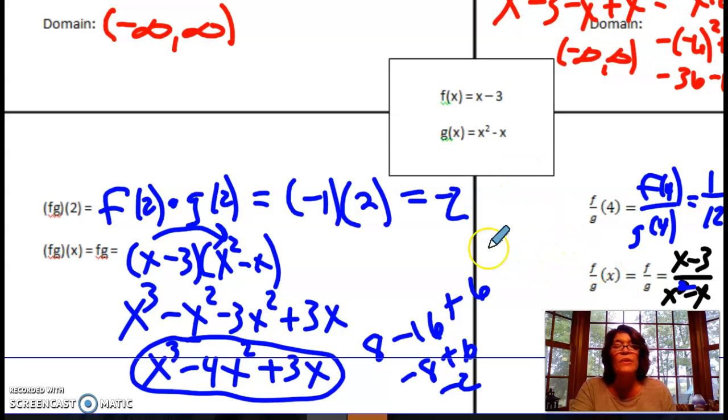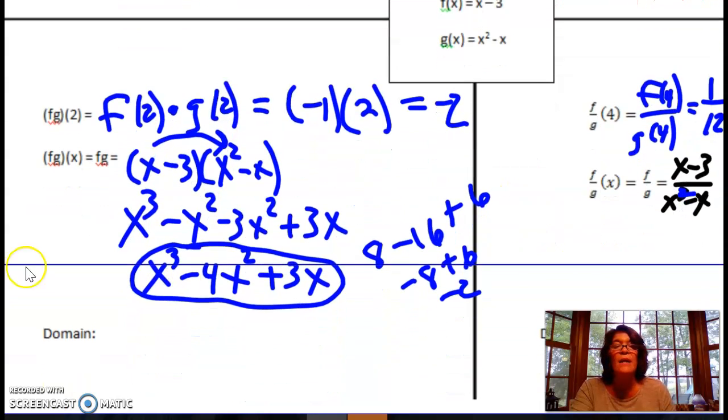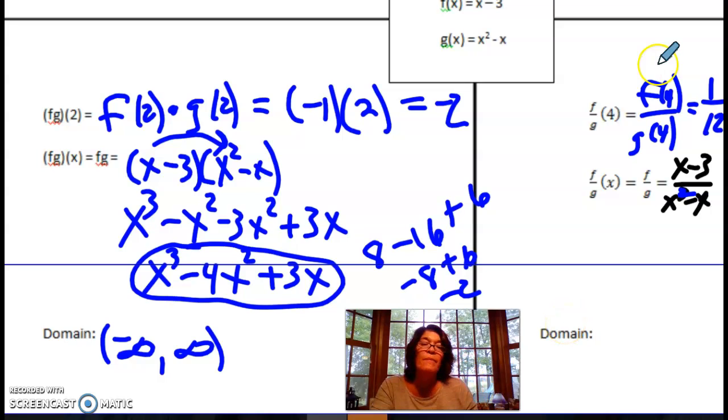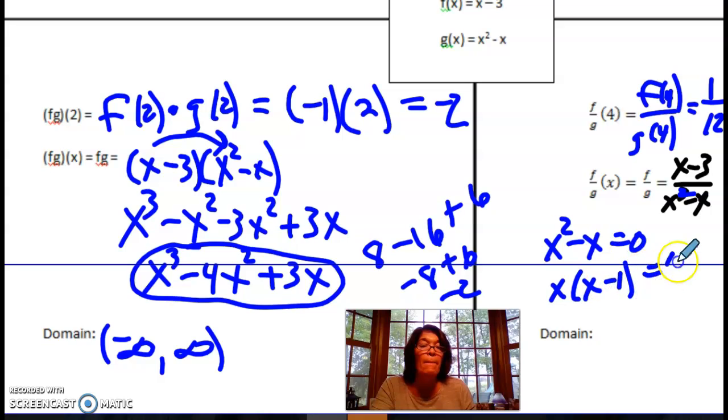Okay? The only thing you have to be careful of here, notice when we ask for the domain of f divided by g, this domain was all reals as well. This domain is not all reals, guys, because for the domain of f divided by g, I am not allowed to use whatever values make g of x equal 0. So I take my denominator, set it equal to 0, and I see that my domain is all reals, except x can't equal 0 and x can't equal 1.